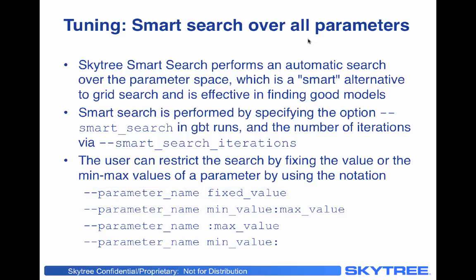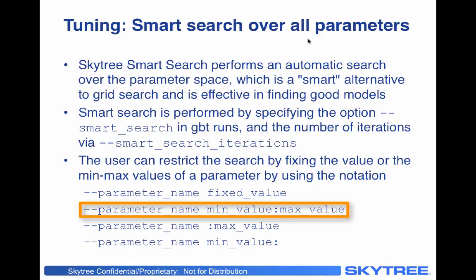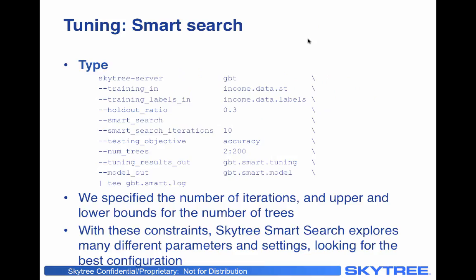And to specify upper or lower bounds, you just need to use a colon notation. A colon followed by a value specifies an upper bound. A value followed by a colon specifies a lower bound, and 2 values separated by a colon specify a lower bound and an upper bound simultaneously. Here's a simple smart search example.